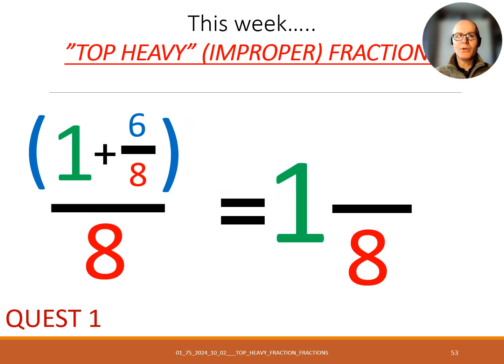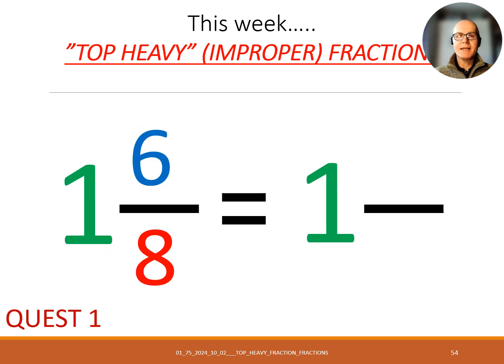1 whole plus 6/8. 1 and 6/8. Can we simplify further? Yes, we can. 1 and 6/8 further simplified is 1 and 3/4.